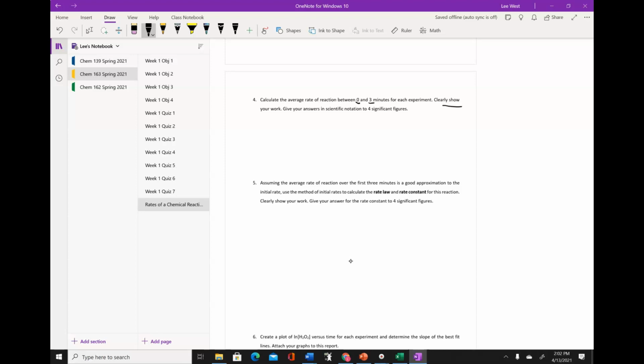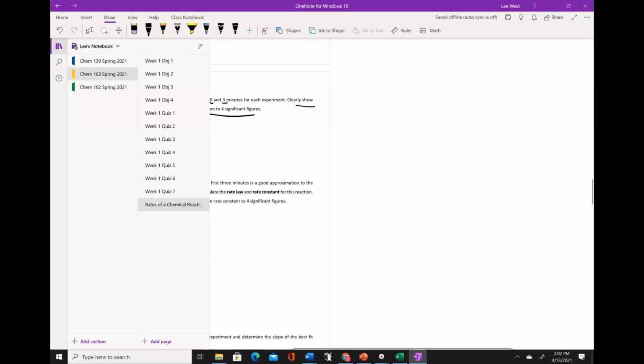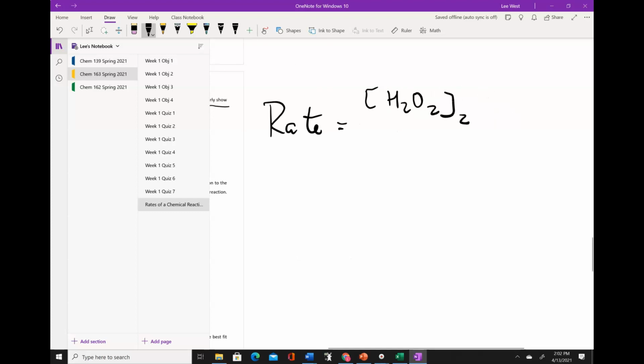You have to show all your work. You might need to attach additional pages, and then you have to give your answers in scientific notation to 4 significant figures, and of course they should have the correct units. So what is the rate going to be? What's the average rate going to be? Well, it's going to be the concentration of hydrogen peroxide at 3 minutes. Let's just make that rather than at time 2.